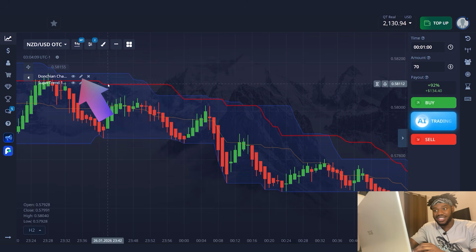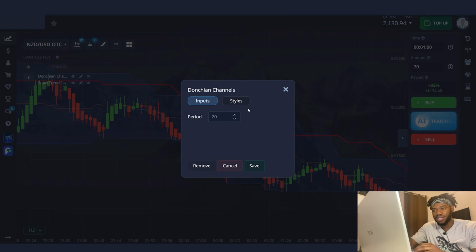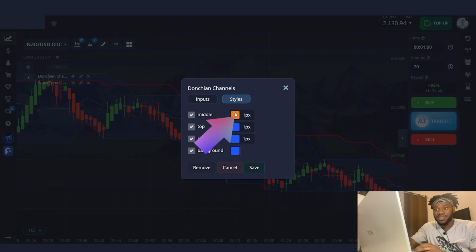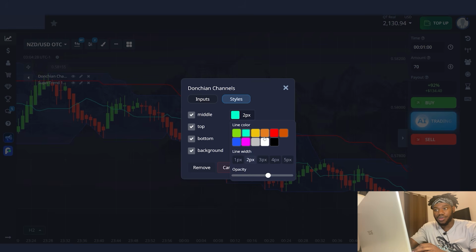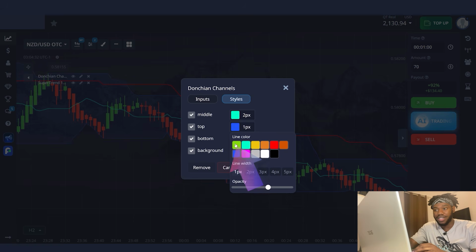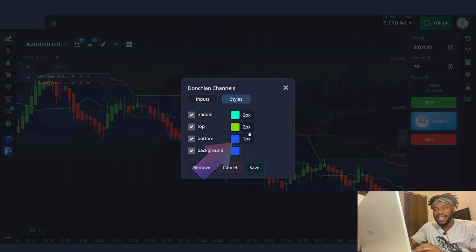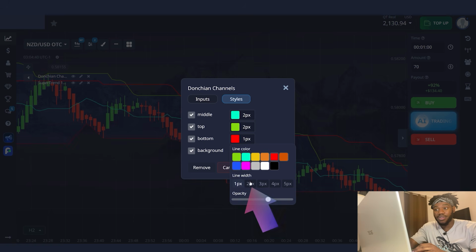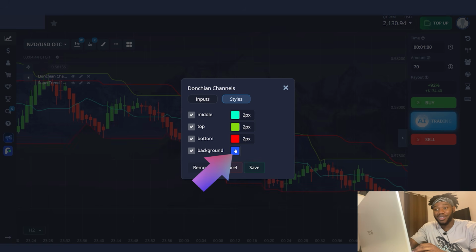Let's adjust the settings on both indicators. The Donchian channels indicator should have a period of 15. In the style settings, I'm going to make the middle line turquoise, the upper border will be green, the lower border will be red, and I will also increase the thickness of all three lines. The background color of the indicator should be white.